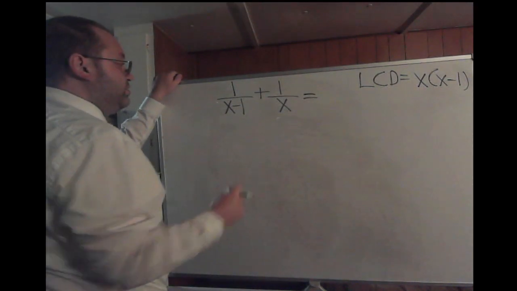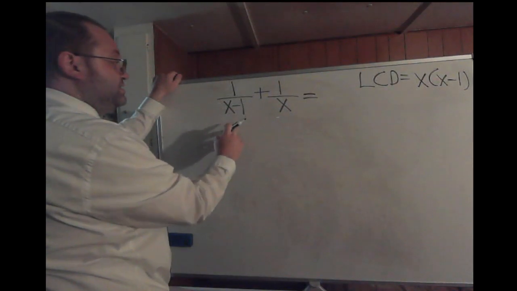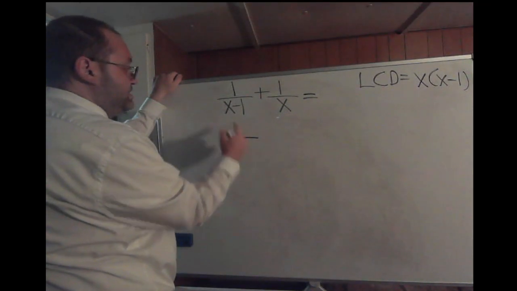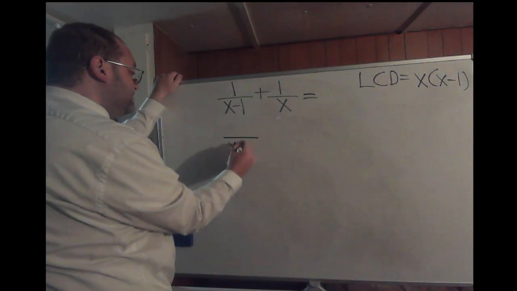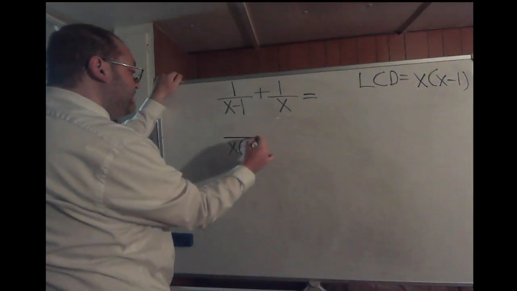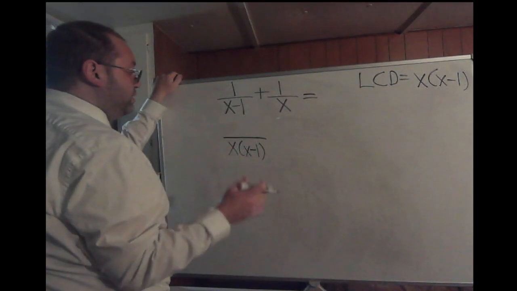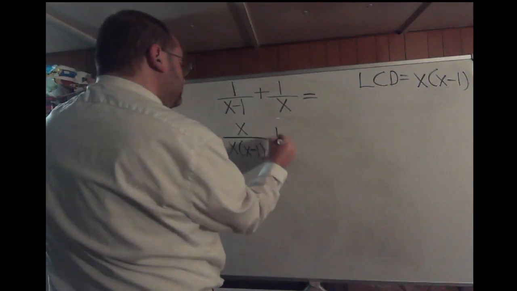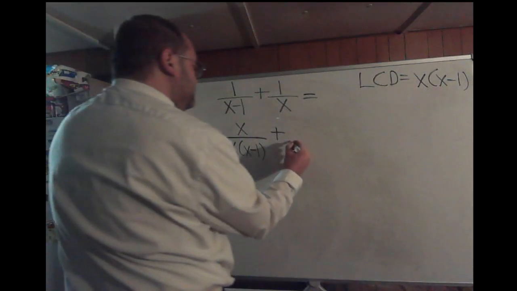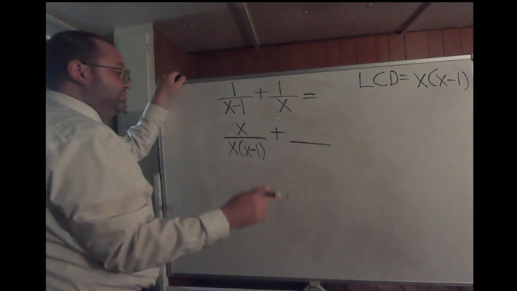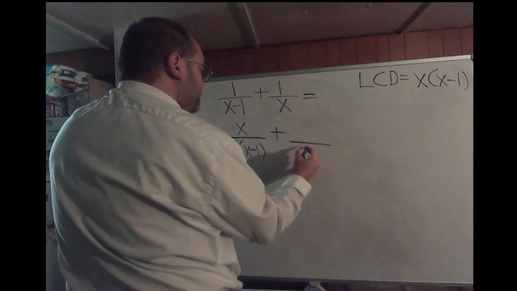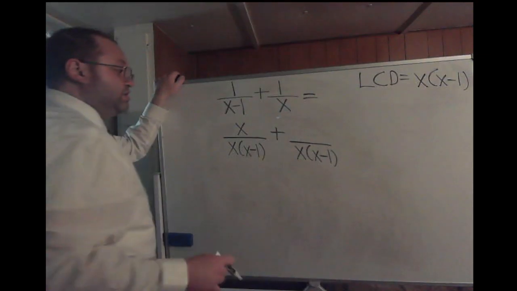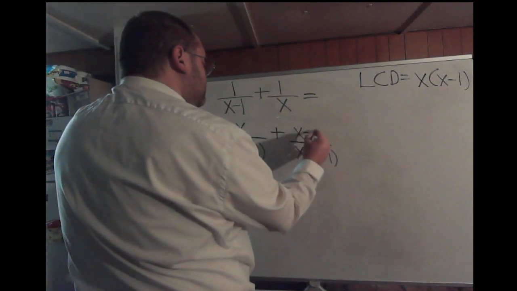So, in order to make x minus 1 x times x minus 1, we just got to multiply the denominator by x. You would end up getting your x times x minus 1. But that means you got to multiply your 1 by x. You would end up getting x plus, now you need to make your denominator of x to be x times x minus 1. Well, you just have to multiply times x minus 1. If you take your 1 and multiply by x minus 1, you'll get x minus 1.